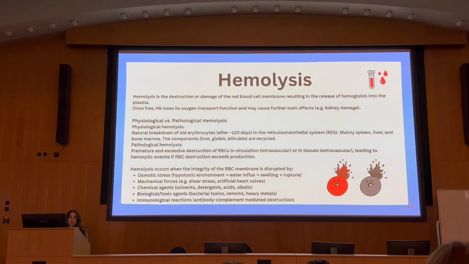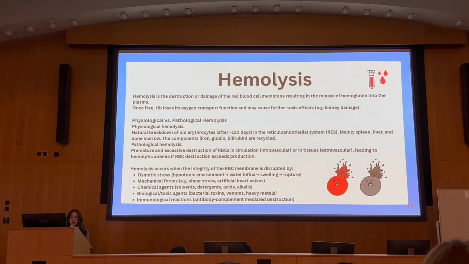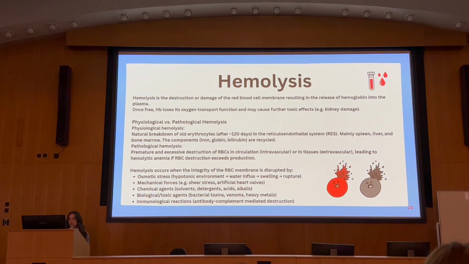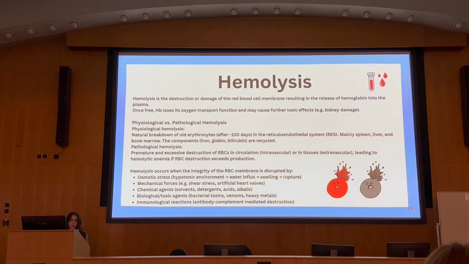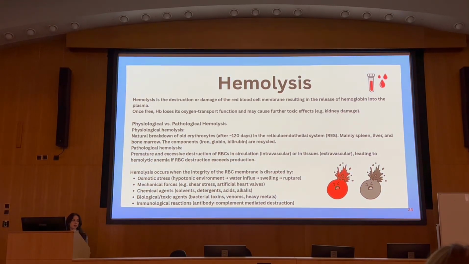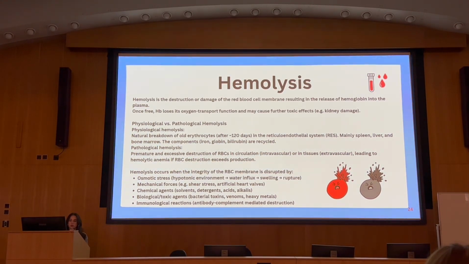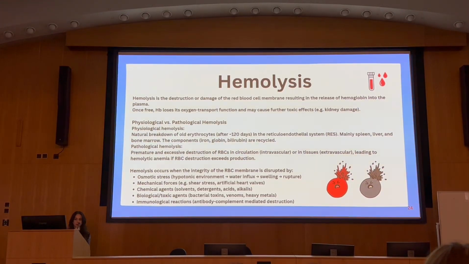Physiological because you know that erythrocytes have a 120-day lifespan. So after those 120 days, in the reticular endothelial system, which is a term you need to get familiar with, which is going to be your spleen, liver, and bone marrow, it's going to get phagocytosed, and all the components are going to be recycled, as in iron, globin, and bilirubin.